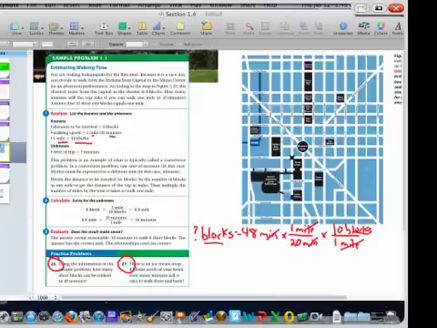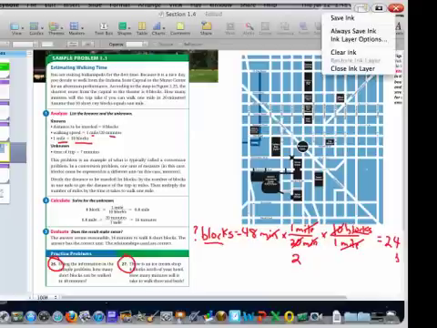So it would be 48 divided by 20 times 10. I'm going to reduce down here. So 48 divided by 2 would equal 24 blocks. I can't run out of room there. 24 blocks. Okay. Let's try the next one, the last one here.